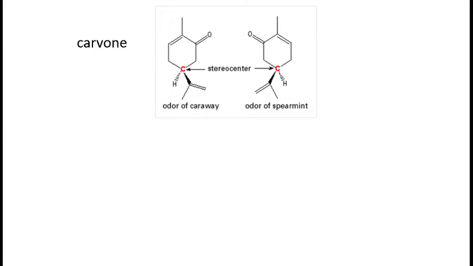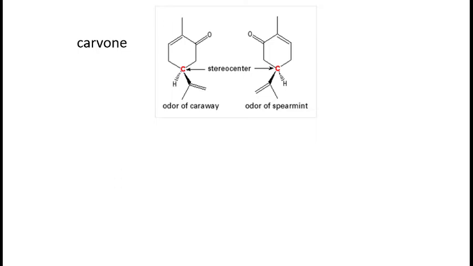The carbon highlighted in red in the molecule carvone has 4 different things around it. That carbon is sometimes called a stereocenter. These 2 structures are mirror images of one another, but have different smells, one giving the odor of caraway and the other the odor of spearmint.